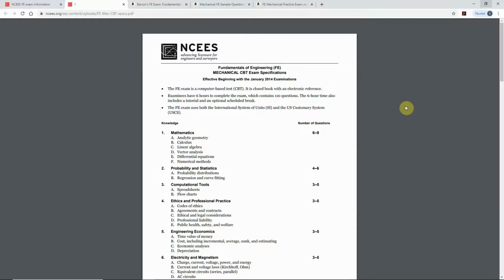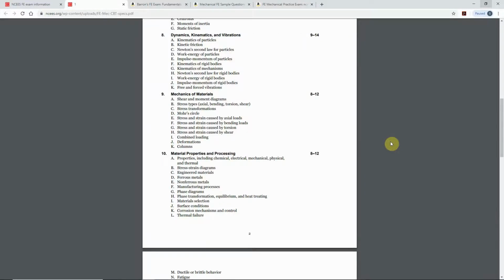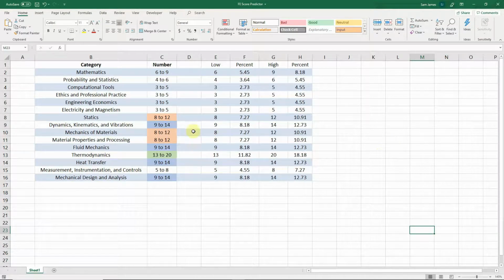All right, so I wanted to go over some of the strategies that I use to pass the mechanical fundamentals of engineering exam. I went over this before, but if you look at the exam specifications for the mechanical exam, it gives you a breakdown, a range of the number of questions you can expect for a given topic. What I did was put this together in an Excel spreadsheet and color code it. So on the low end for mathematics, you can expect between 6 and 9 questions.